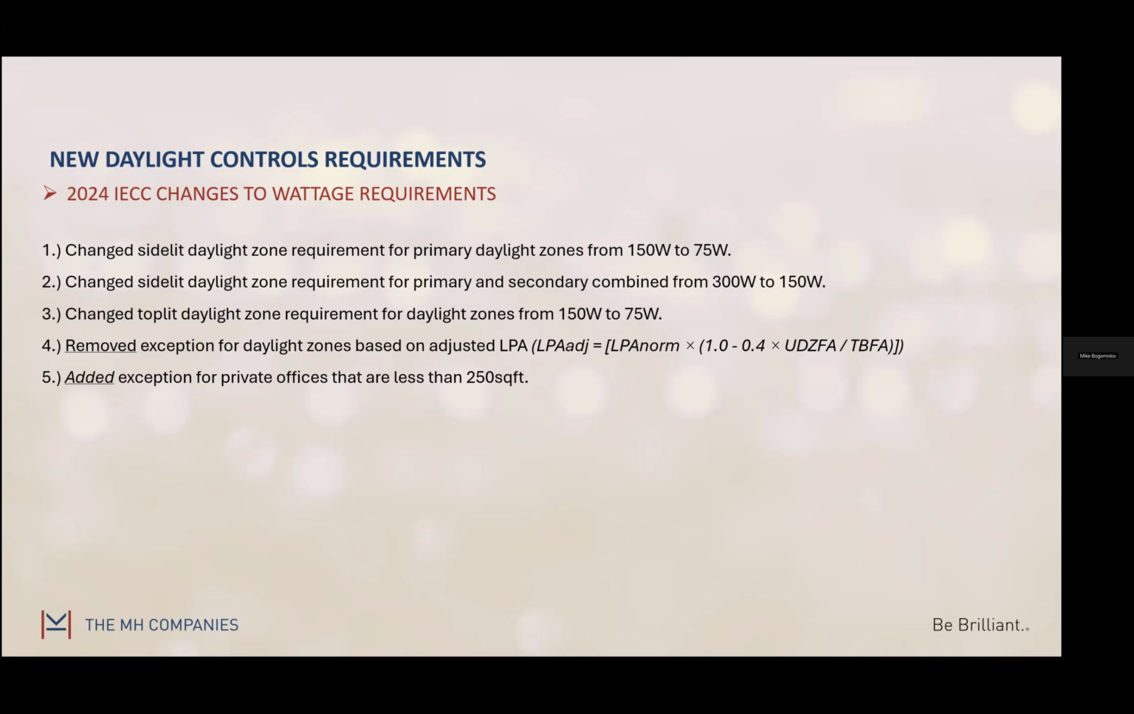There was an exception added for private offices that are less than 250 square feet in total space. You don't have to have automatic daylight harvesting in there. So if you somehow manage to design an office that's 250 square feet that's going to have over 75 watts of light in there, congratulations, but you're still safe. You don't have to do any sort of automatic daylight harvesting for that space.